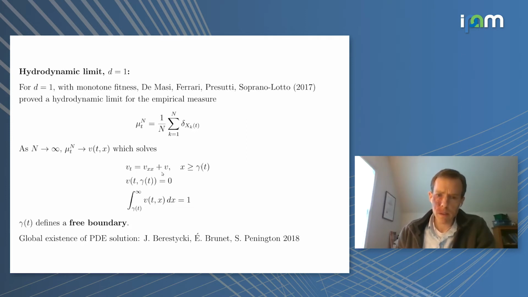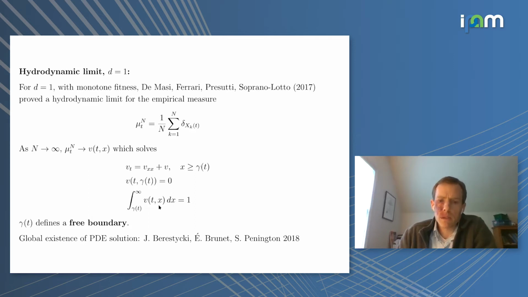So the free boundary problem involves a heat equation with a source. That's not surprising because we have diffusion, but then also the source comes from the fact that the particles are branching, there's a growth. And this equation for V holds only to the right of the interface, where x is larger than gamma. Gamma is the free boundary. That's the location where the selection is happening. At the boundary, V is equal to 0, and V is continuous with the boundary.